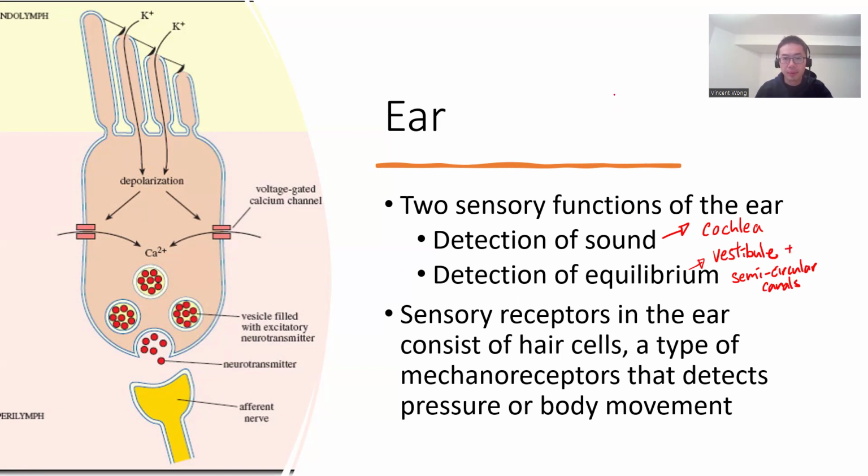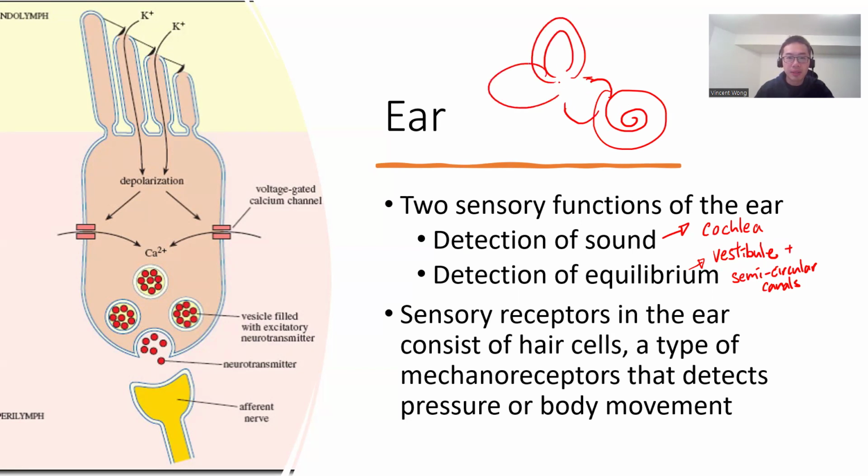Okay, so you might remember the cochlea looks like the snail shell, and we have the vestibule kind of in the middle, and then you have your semicircular canals. Okay, so cochlea, vestibule, and then your semicircular canal.